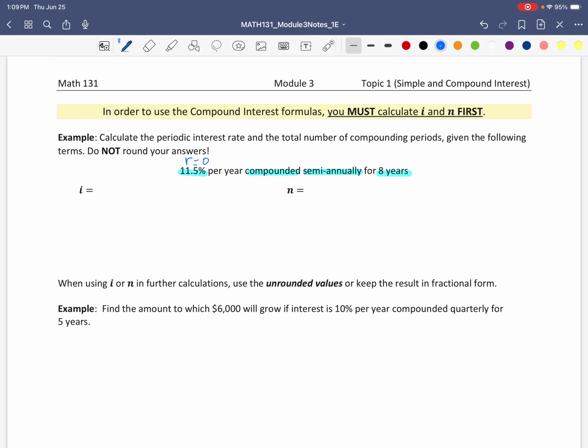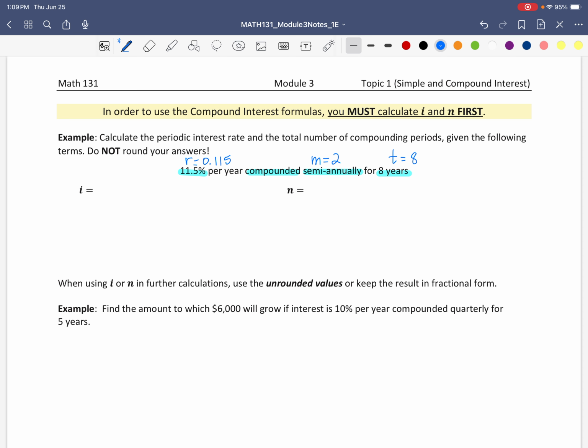But again, remember, we use our rate in decimal form. We see it's compounded, and it's compounded semi-annually, which means twice a year. So if we look at our chart, we'll see that semi-annually is an M value equal to 2. And then we have time, which is our 8 years.